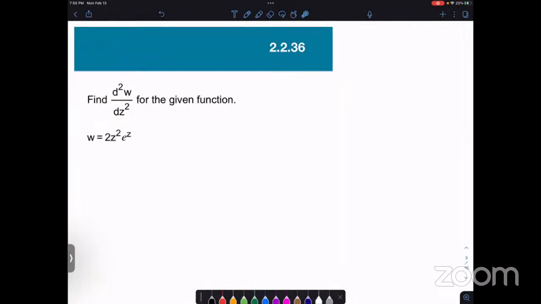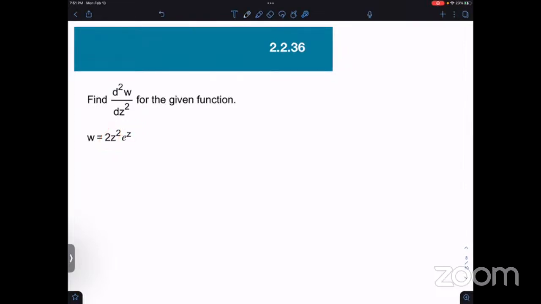She's a lot. So this question comes from section 2.2, question 36. Basically we're asked to find the second derivative of w with respect to z for the given function. We have w in terms of z, so we just take the derivative like normal, but in terms of z instead of x. We have this portion that has a z and this portion that has a z, so we need to apply the product rule. This one has the potential to be a little nasty, but we're gonna work with it.